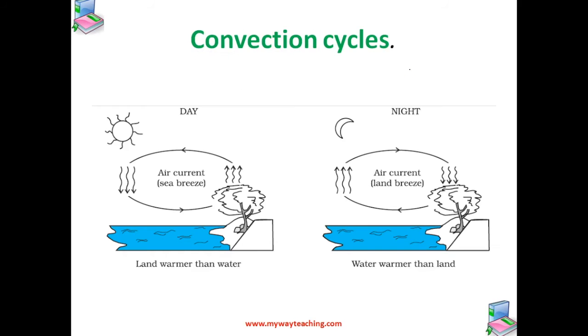As you can see in this particular figure, this is land warmer than water, and here water warmer than land. This is the night and this is the day case. So the other example of natural convection is the steady surface wind on the earth, which is blowing in from the northeast towards the equator, the so-called trade wind. In normal words, we call it a trade wind.